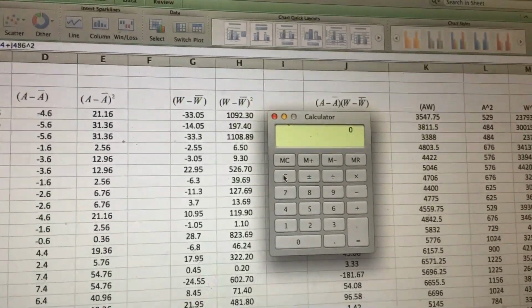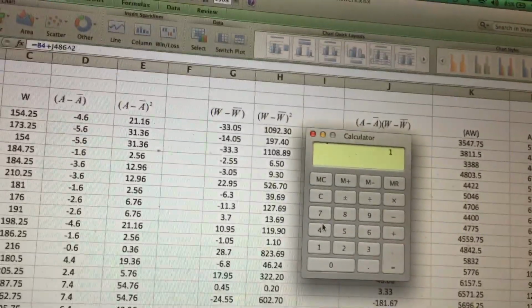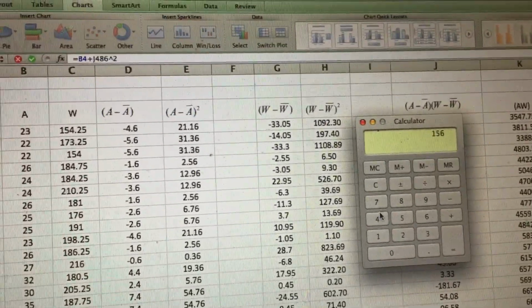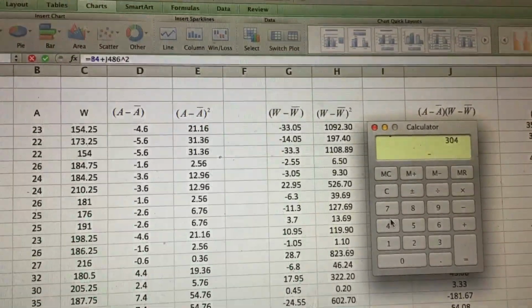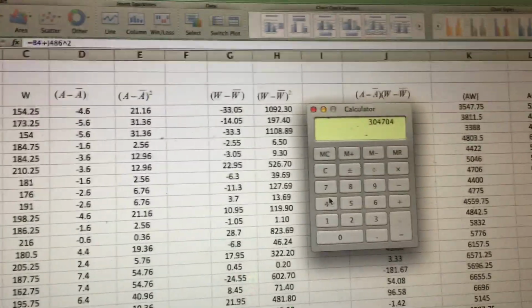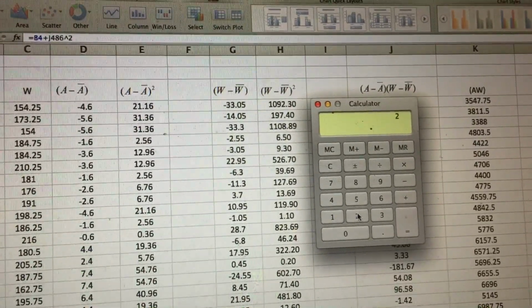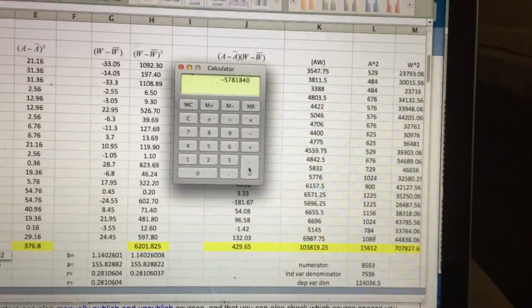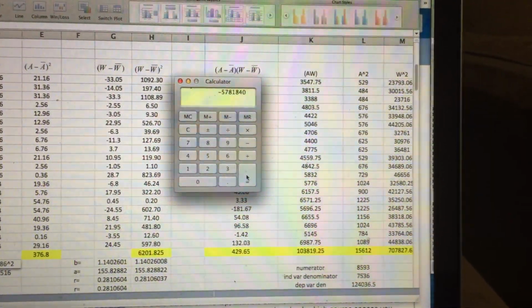Okay. And I'm going to say take that 15. I'm just gonna do this 15,612 minus the 304,704 first, and then I'm gonna times that by 20, and that gives me this number here, negative 5781840.